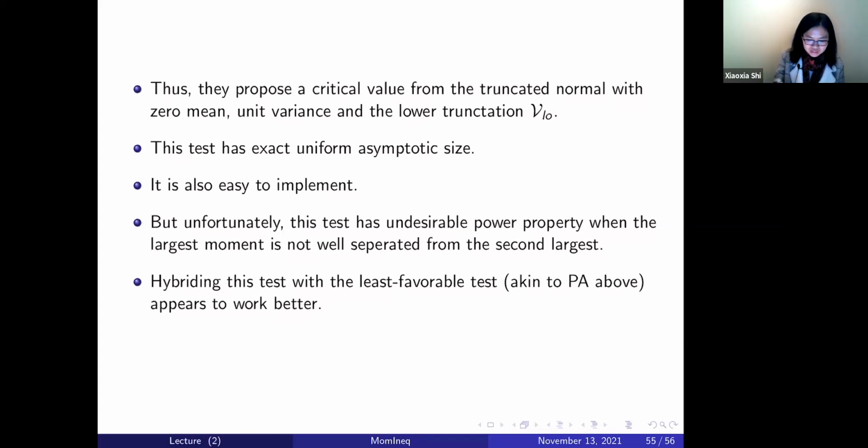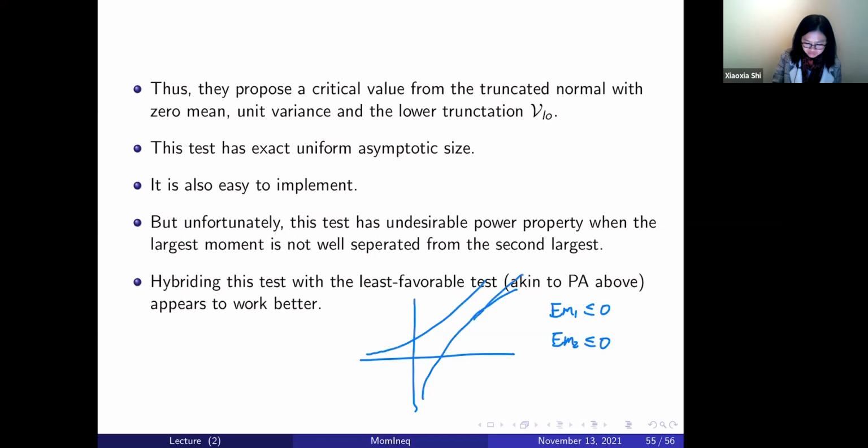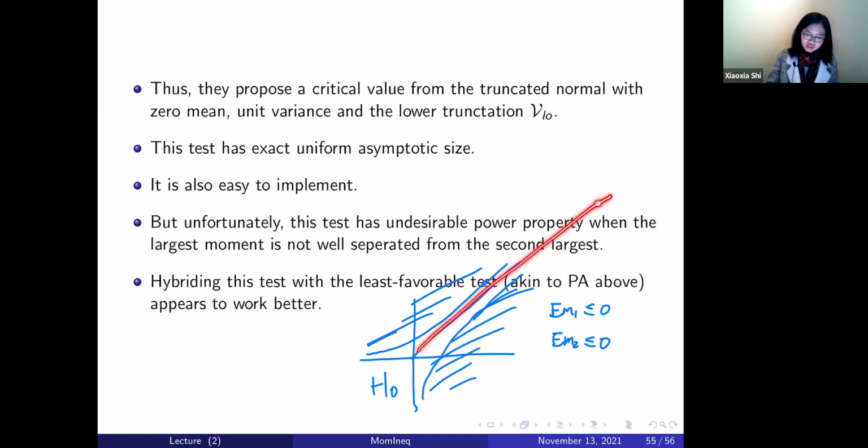So the rejection region of the test, if you draw it for a 2-vector case, for 2 inequalities, looks kind of like this. That's the 45-degree line, and you reject in this shaded region. This is the null. As you can see, these points on the 45-degree line are very far away from the null, but you're not going to be able to reject any point on this line just because the largest and the second largest are the same on this line.